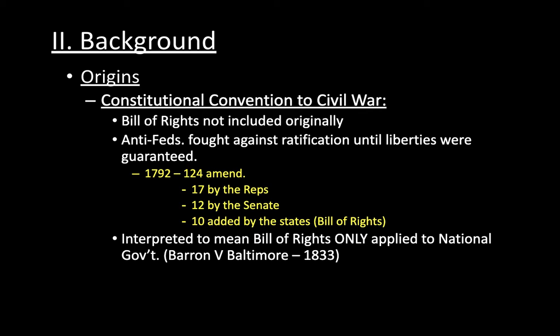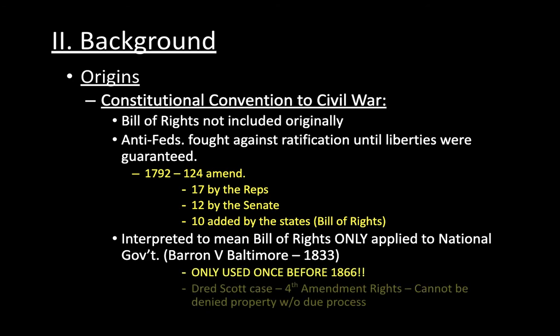So make sure we understand that. Originally, the interpretation of the Bill of Rights is that it only applied to the national or federal government, not to the states. Many states did add a Bill of Rights. Sometimes those rights were the same, sometimes they were different. But that was held up in Barron v. Baltimore in 1833. The Supreme Court said it only applies to federal government laws.